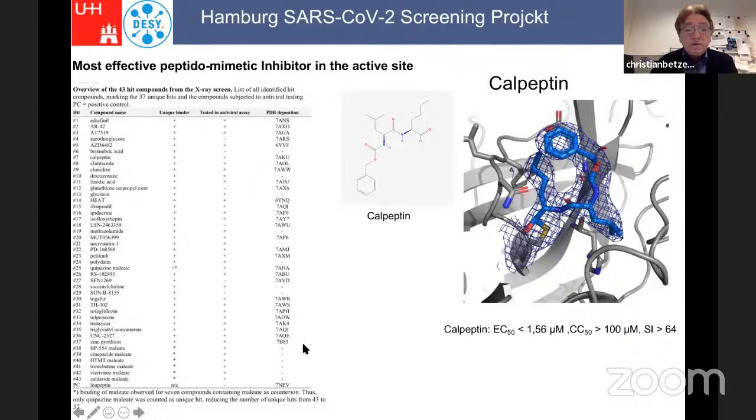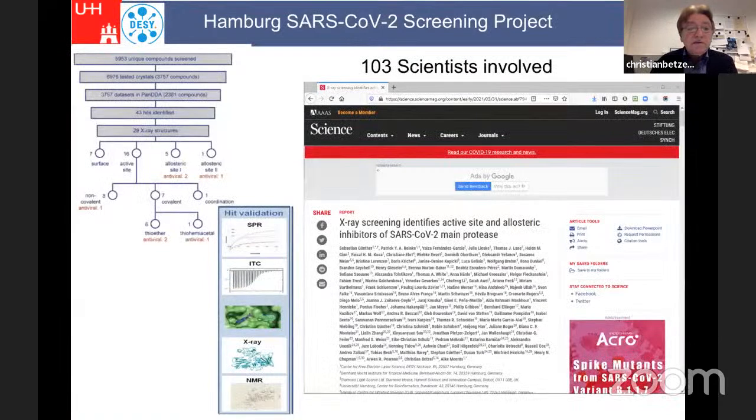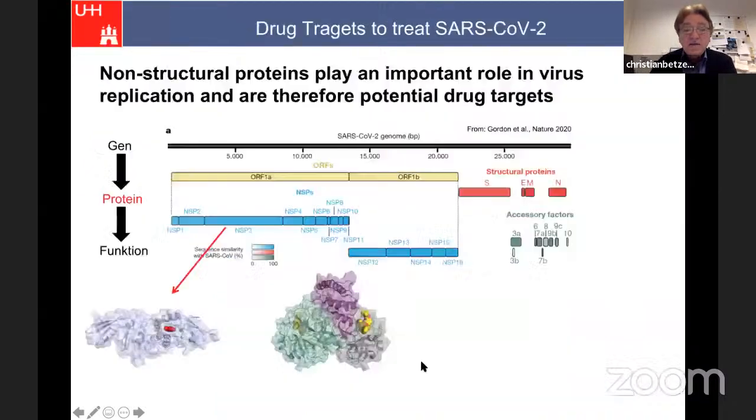We deposited almost immediately all data in the Protein Data Bank, so they were freely available to pharmaceutical companies. Actually, all groups in the COVID research published without placing patents, so all this data was freely available for the community. And of course, we combined them with NMR, SPR, and ITC measurements. And this was one of our first publications in Science, which is till now one of the most cited papers. And here are the authors, and I coordinated this with my colleague, Alke Meents.